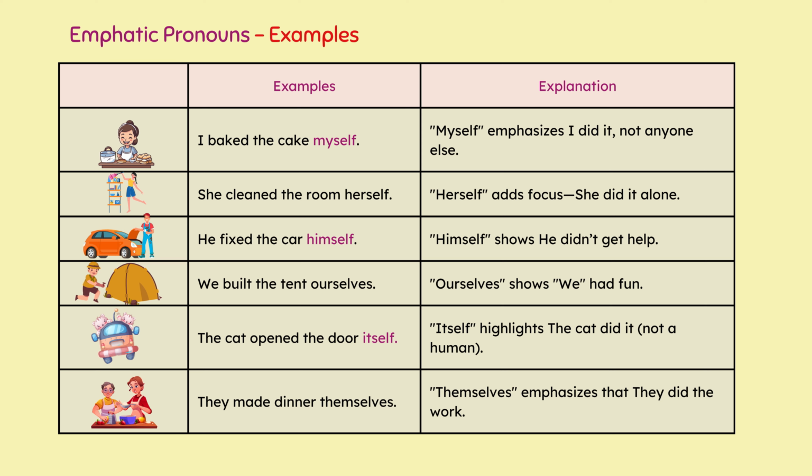We built the tent ourselves. Ourselves shows that we did it. We didn't hire anyone or get help. The cat opened the door itself. Itself highlights that the cat, not a person, managed to open the door. They made dinner themselves. Themselves emphasizes that they did the cooking. Nobody else was involved. Remember, emphatic pronouns are not necessary for the sentence to make sense. They just add strong emphasis.